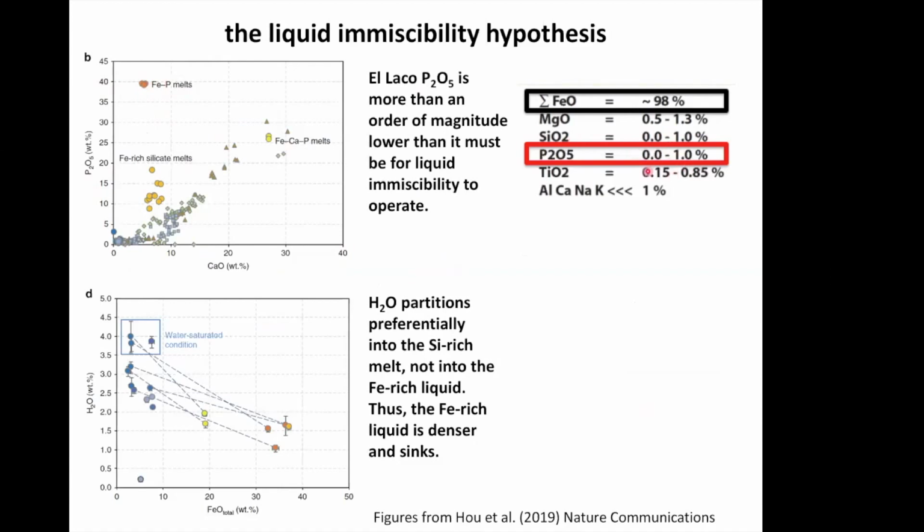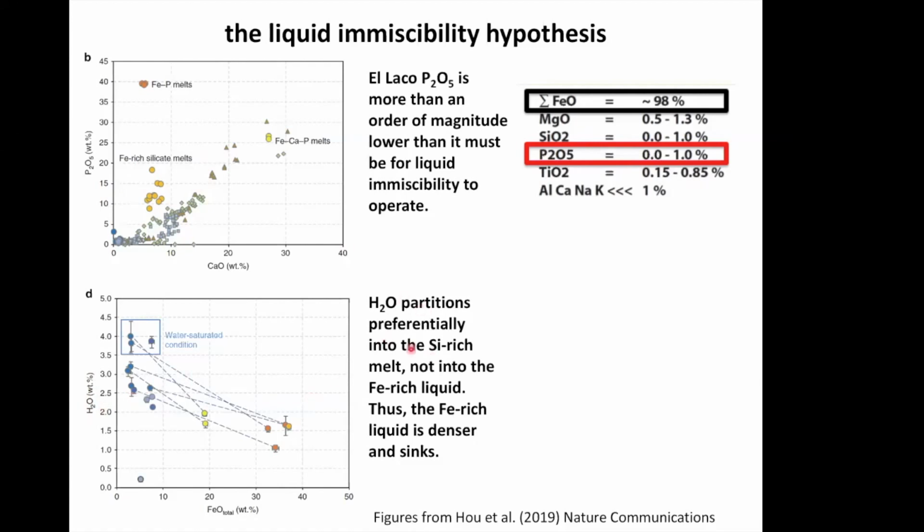So the experiments are just completely not analogous to the natural systems. And until somebody does experiments that actually mimic the natural systems, these experiments really tell us nothing about the evolution of Laco. And then the second bit of data that the Hong et al. study published is water content within the immiscible iron-rich liquid.